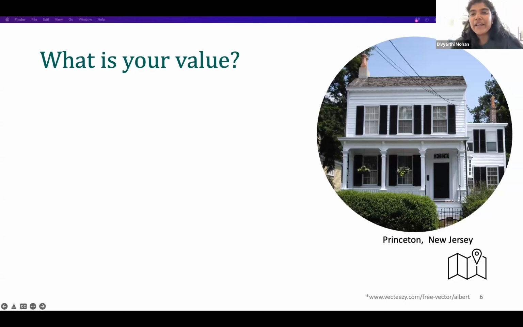800K. I think you're getting closer because it's a 1-bedroom house. Even though Princeton is kind of cute, it's still in New Jersey. But what if I tell you that this is where Albert Einstein lived during his time in Princeton? Okay. Now what is your value? 4 million? I think actually you're pretty close probably.